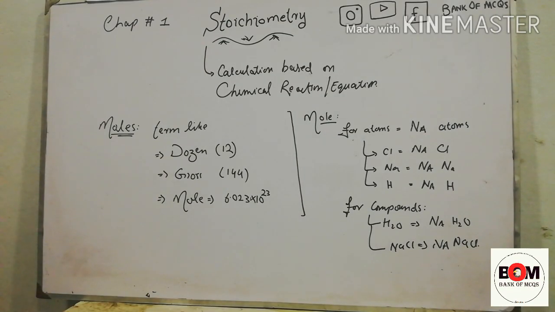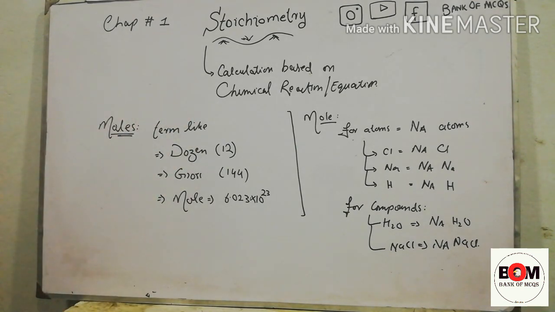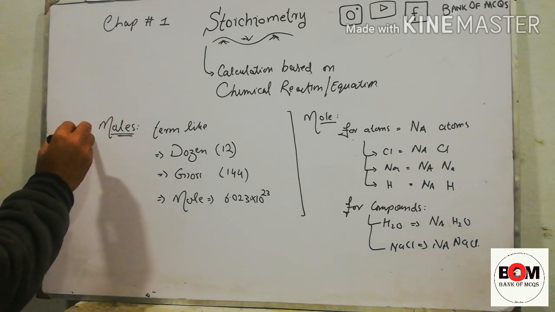Bismillahir Rahmanir Rahim. Today we are going to teach you about chapter number one of chemistry, that is stoichiometry. Stoichiometry is about the calculations that are based on a chemical reaction or a balanced chemical equation. Before we start stoichiometry, we will first discuss the term mole.